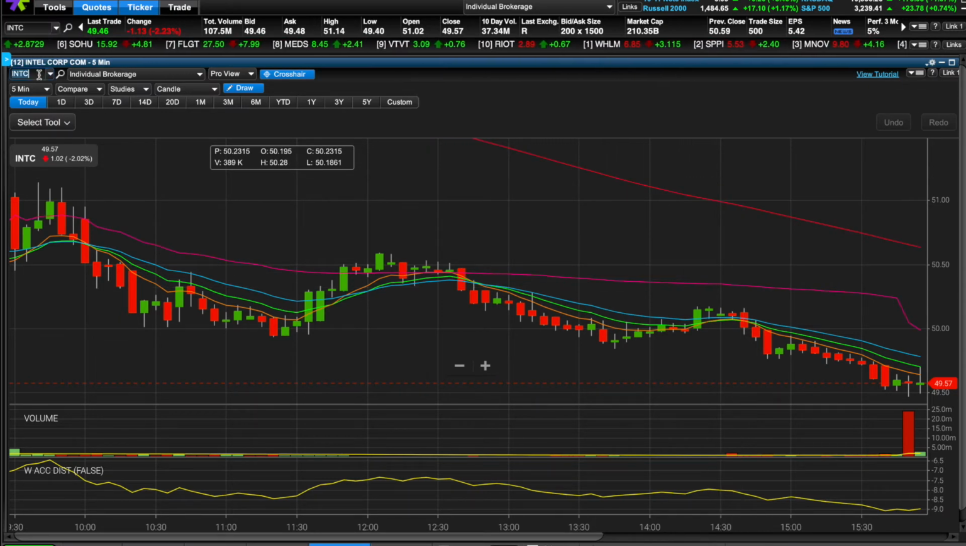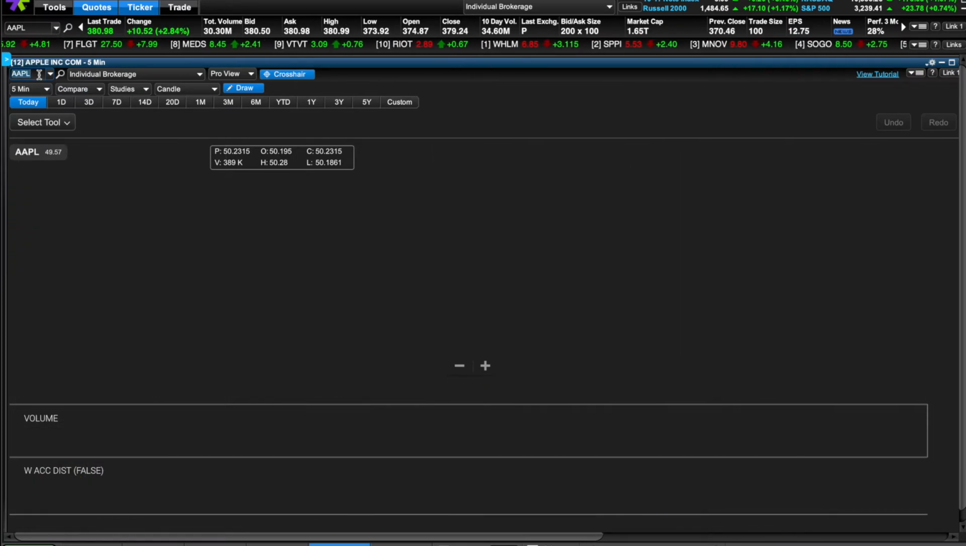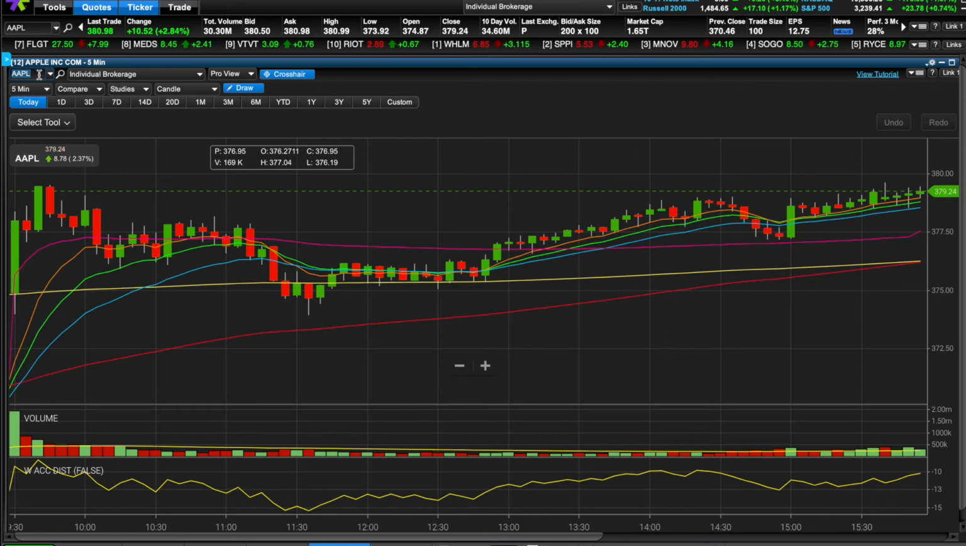I'm going to see if I can find one for you that is the other way around. Let's just guess here, go with Apple. Okay, here's a great example of a good entry point if you're using VWAP and moving averages all together. Of course, I like to use my moving averages. I use 3 moving averages: 8, 13, and 21.